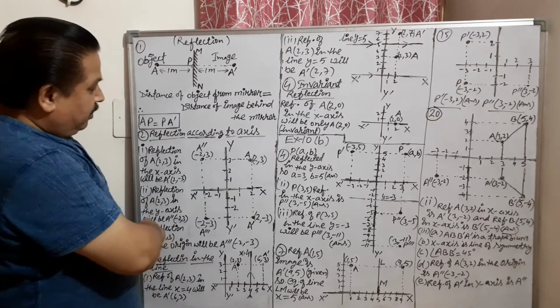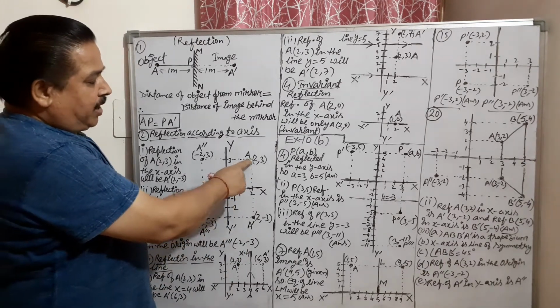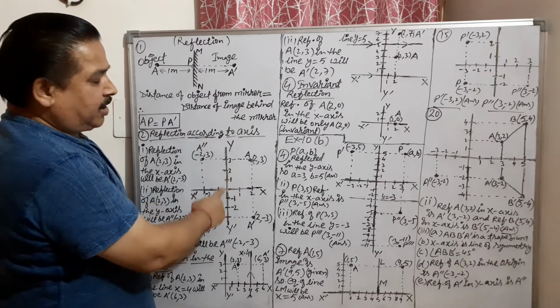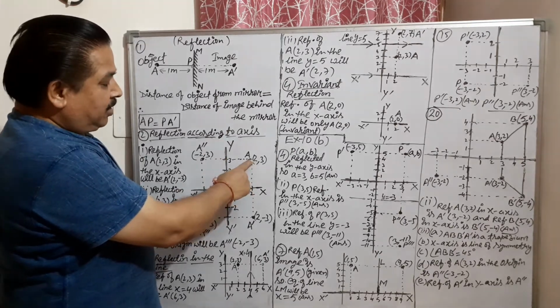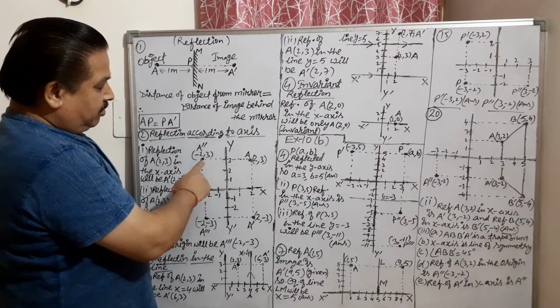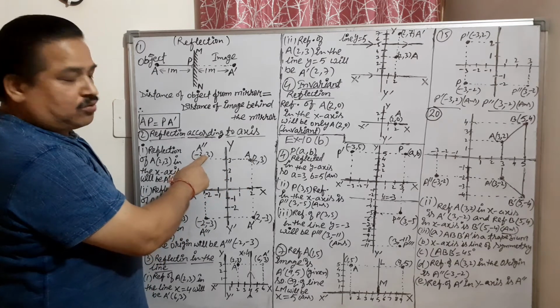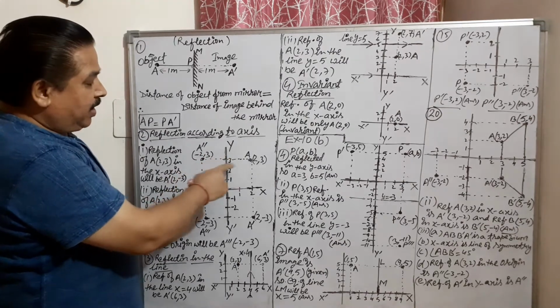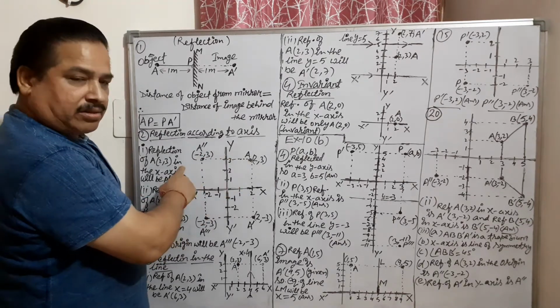Now second point, reflection of A in the y-axis. The y-axis becomes a mirror now. (2, 3) is here. Check the distance from the y-axis and take the same distance on this side. So this will become (-2, 3). This is the answer when A is reflected in the y-axis.